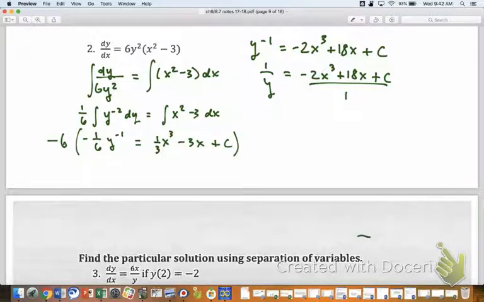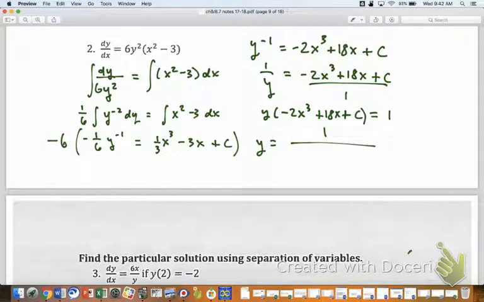So you could cross multiply. If you did, you would get y times negative 2x cubed plus 18x plus c is equal to what? 1. And if that were the case, your final step would be division. Then I want to come back to what Santi's point was a second ago. He brought up a good point, but sometimes people maybe don't quite see why that is.